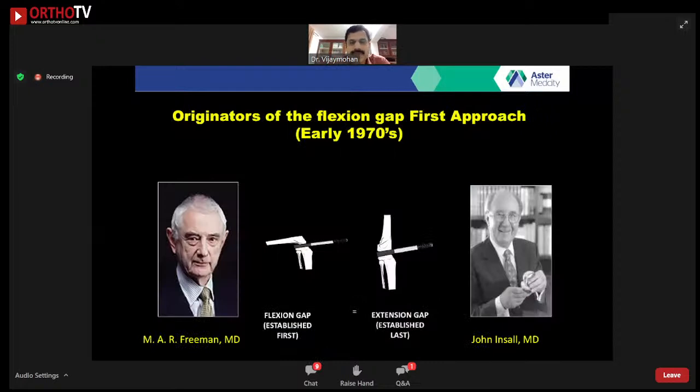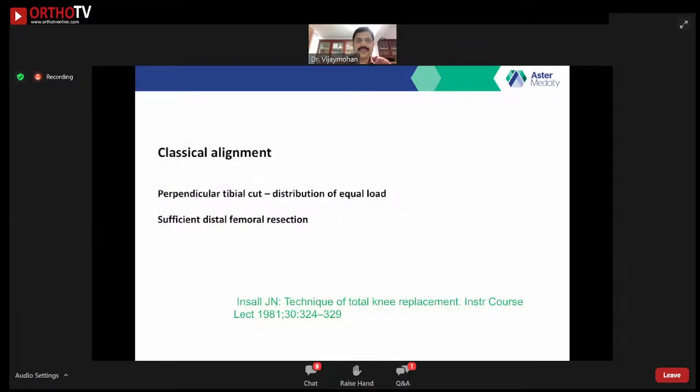If you look at the history of total knee replacement, the initial proper technical description was done by Freeman and Insall in 1970. The first description they gave was a gap balancing method with the flexion gap created first. That was the initial thought. It was called classical alignment, as Rajesh has mentioned in his slides. You make a perpendicular tibial cut to make sure equal load is distributed, then you make a sufficient distal femoral resection to balance the gaps. This is the basic principle of this technique.